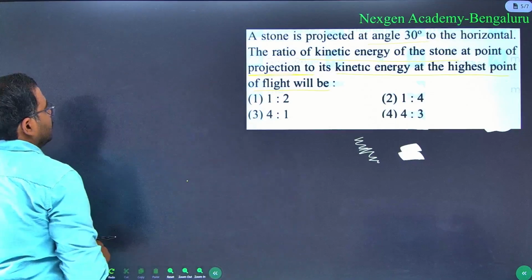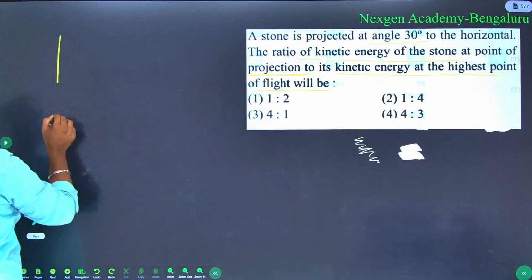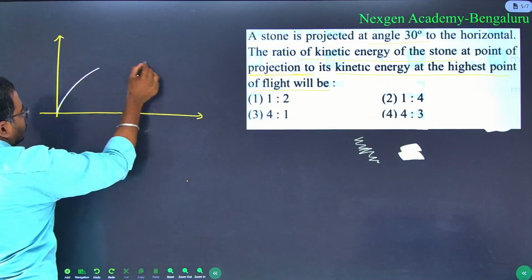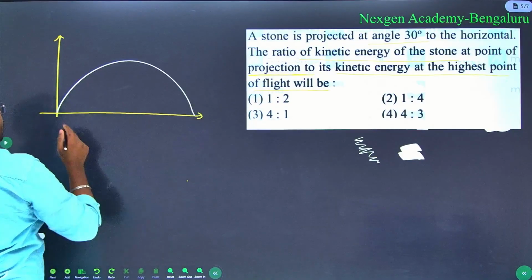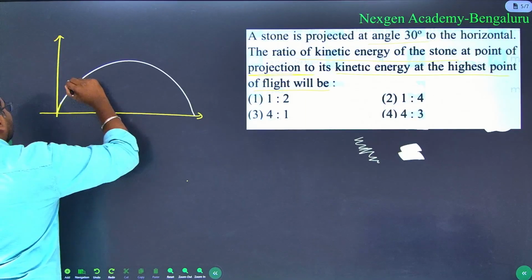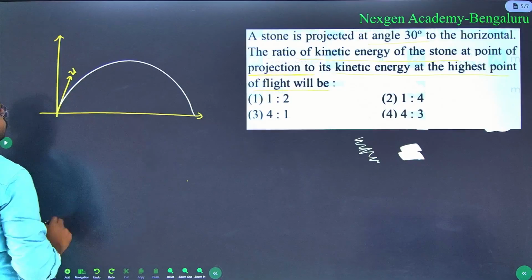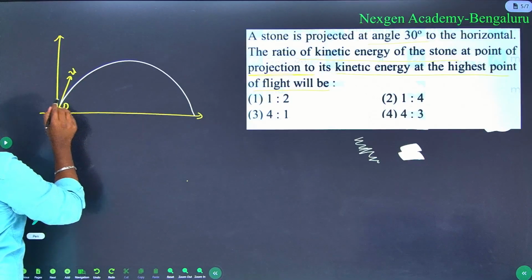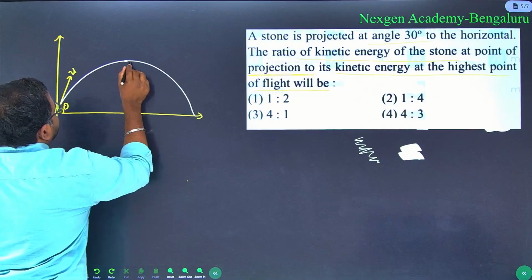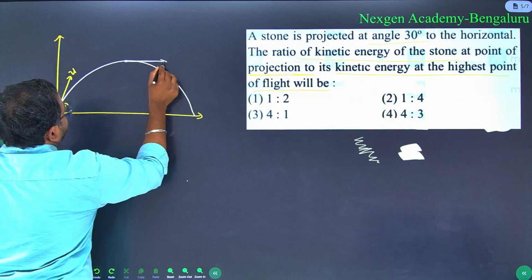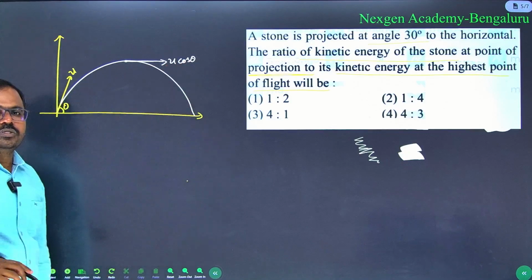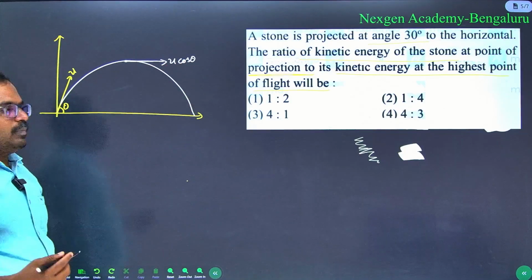So let me take the diagram so that you can understand this. At the point of projection, velocity u, angle of projection is theta, and at the maximum height, its velocity is equal to only the horizontal component, that is u cos theta. Vertical component becomes 0. There will be no vertical component at maximum height.